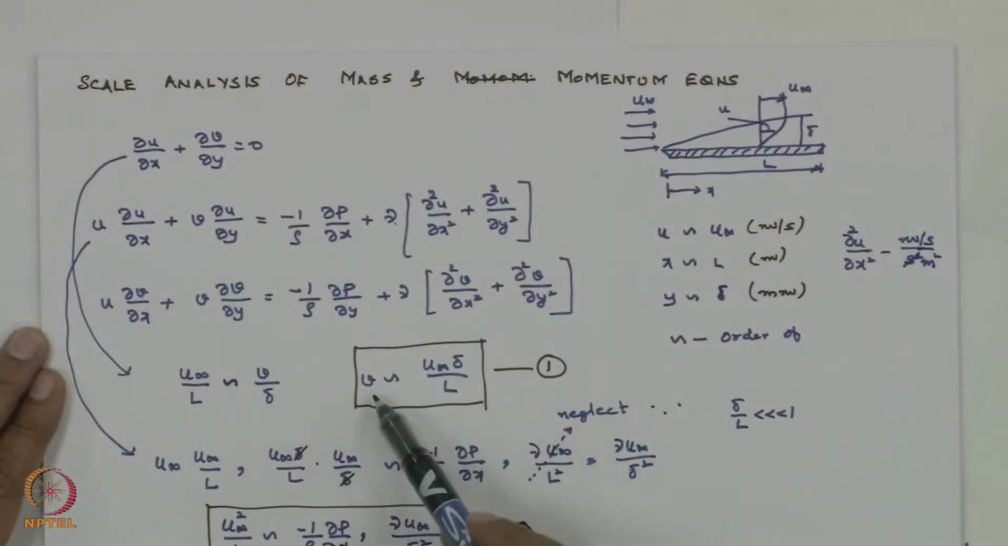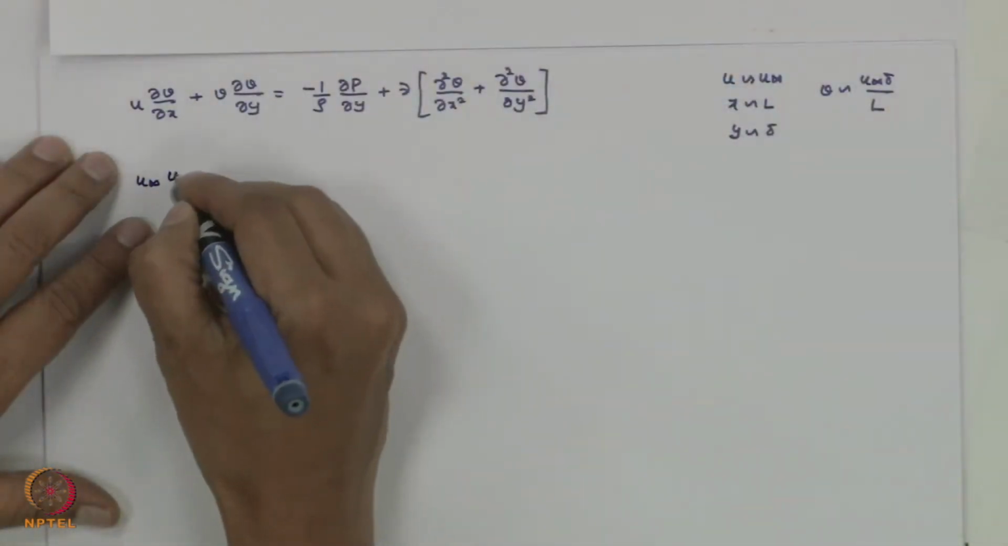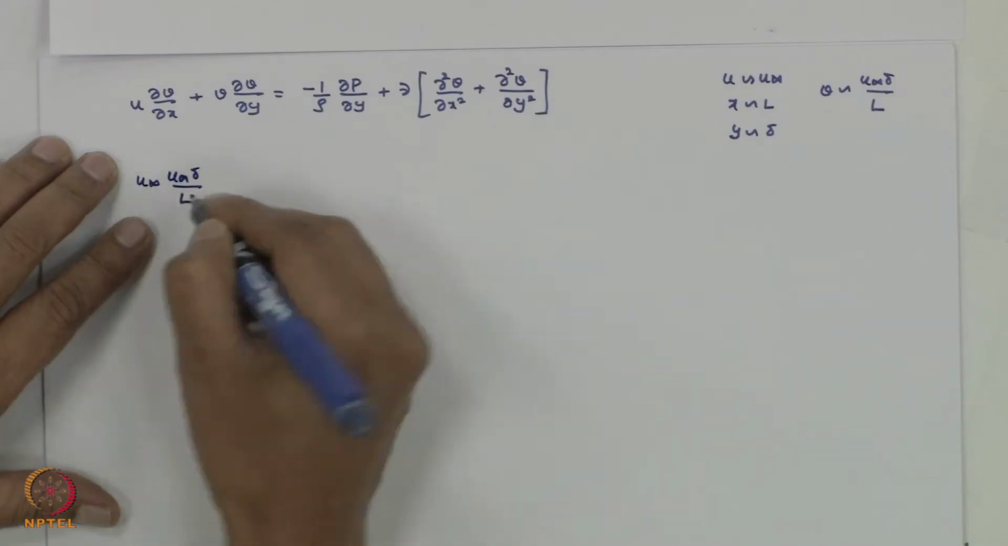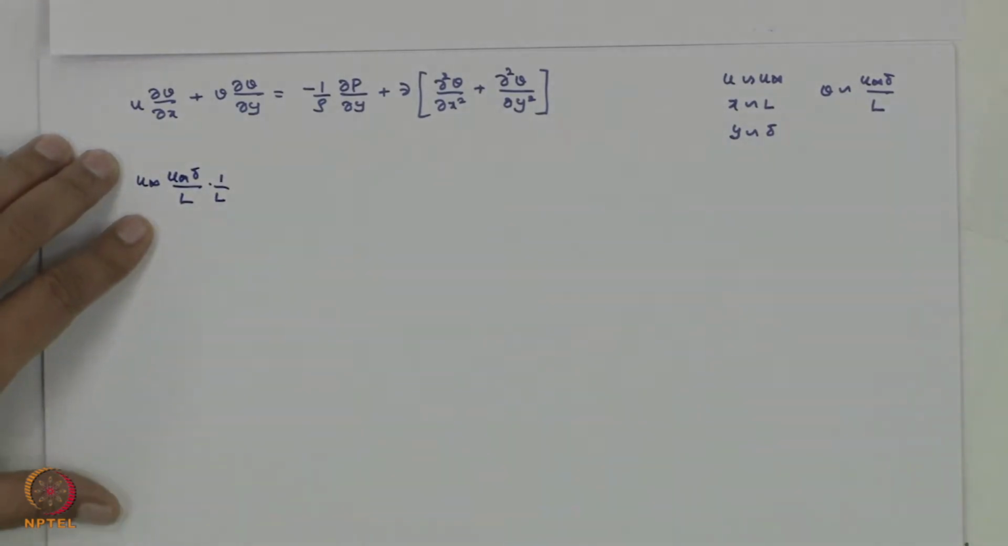In the previous module, we just started with the scale analysis of mass and momentum equations. We got the scale of V as U infinity delta by L, and this was the scaling we got from the X momentum equation. We were into the Y momentum equation which we had written. So the scale of this term would be U infinity delta by L into 1 upon L into 1 upon L.